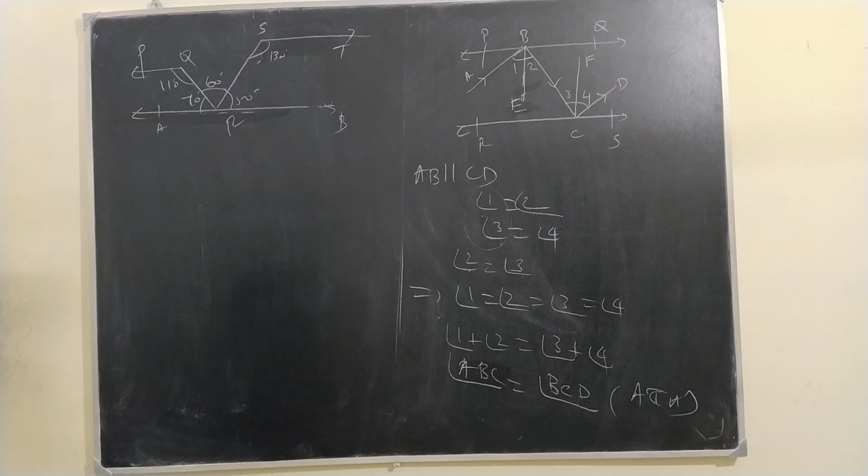So the first exercise deals with the linear pair axiom, and the second exercise deals with the transversal and parallel lines concept. Got it? Now time to solve some questions. Shall we?